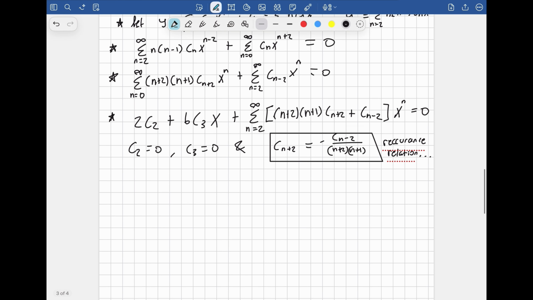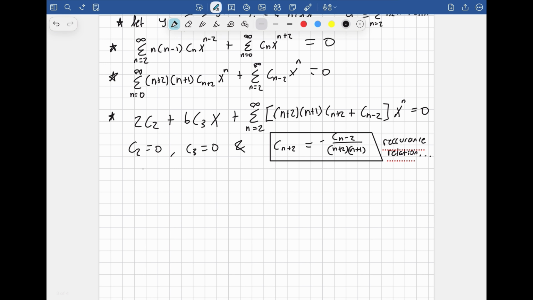All right, now that we have that, we can make our table for the coefficients. Again, it's a second order differential equation, so we're going to make these two assumptions: C0 equals C0, C1 equals C1. And we continue with our givens that we have solved for already: C2 equals 0 and C3 also equals 0. Then C4, using the recurrence relation, is negative C0 over 12. C5, using the recurrence relation, is negative C1 over 20.